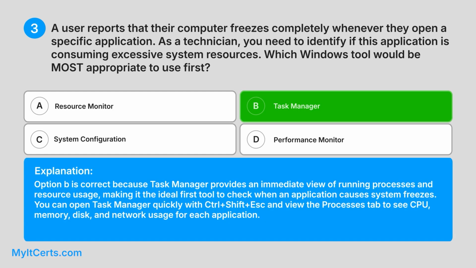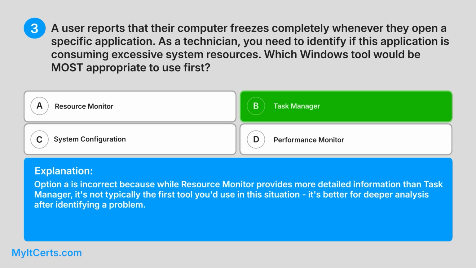Explanation. Option B is correct because Task Manager provides an immediate view of running processes and resource usage, making it the ideal first tool to check when an application causes system freezes. You can open Task Manager quickly with Ctrl+Shift+Esc and view the Processes tab to see CPU, memory, disk, and network usage for each application.